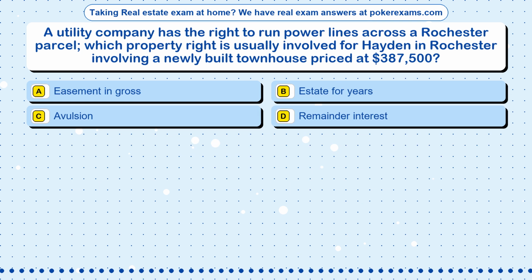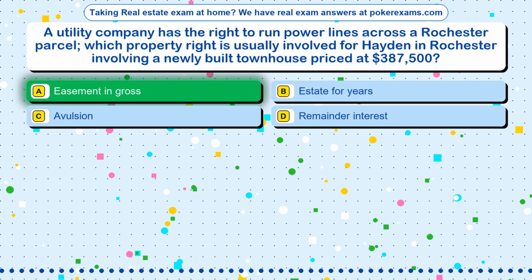Question 93. A utility company has the right to run power lines across a Rochester parcel. Which property right is usually involved for Hayden in Rochester involving a newly built townhouse priced at $387,500? Option A. Easement in gross. Option B. Estate for years. Option C. Divulsion. Option D. A remainder interest.